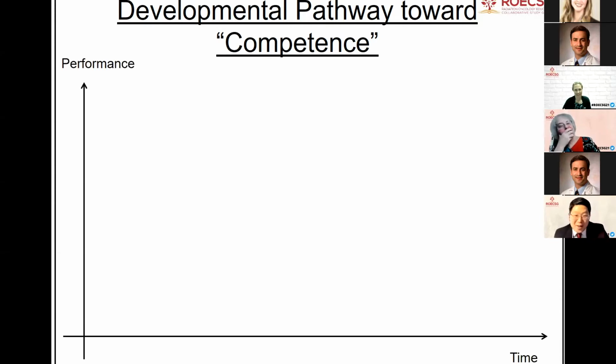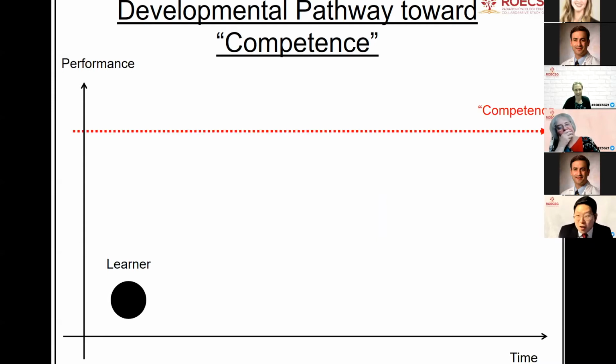So one way that I think about competence is, here the x-axis is time, the y-axis is performance. And when you have a learner, you have some level of competence that the field, the community has established to be competent.